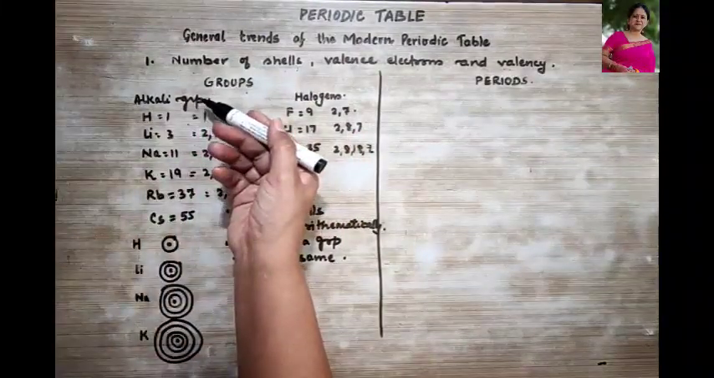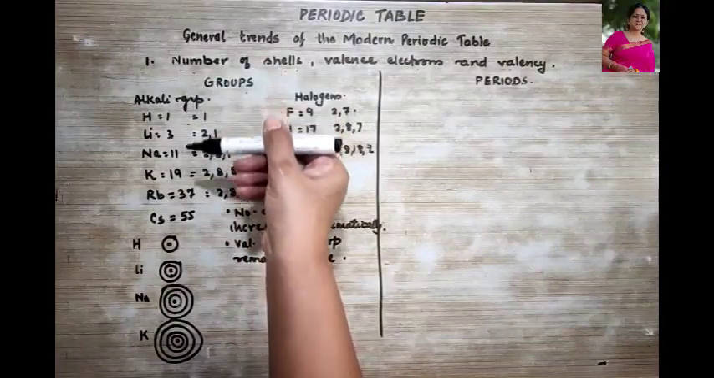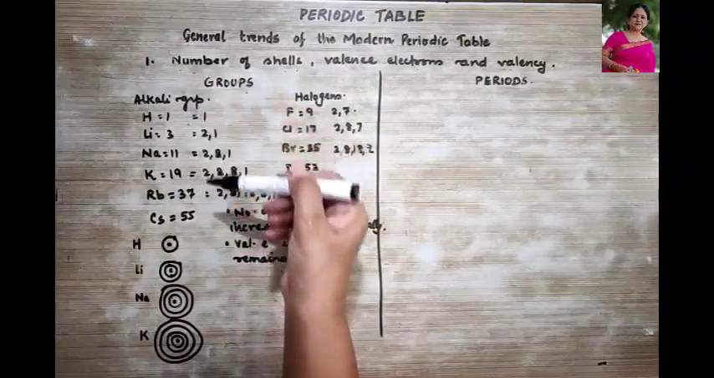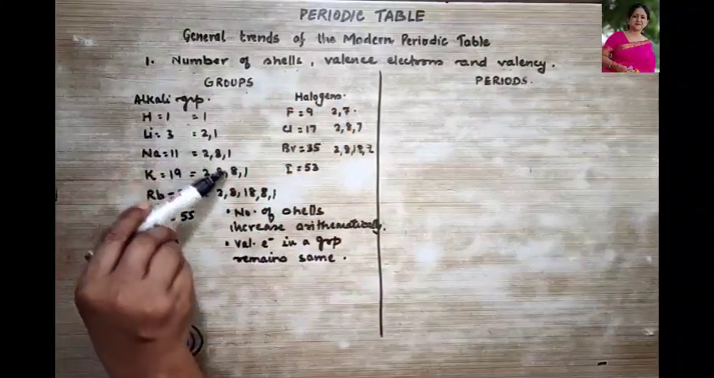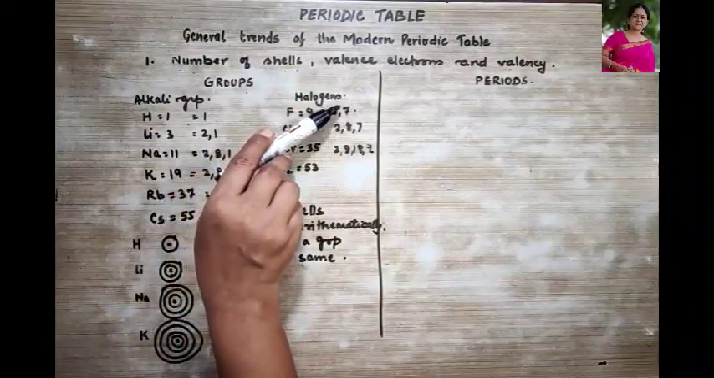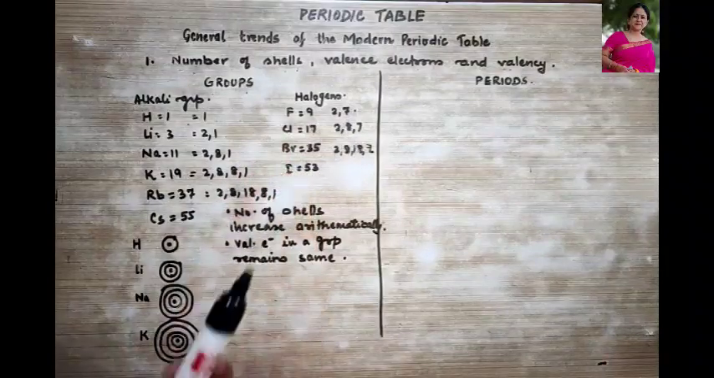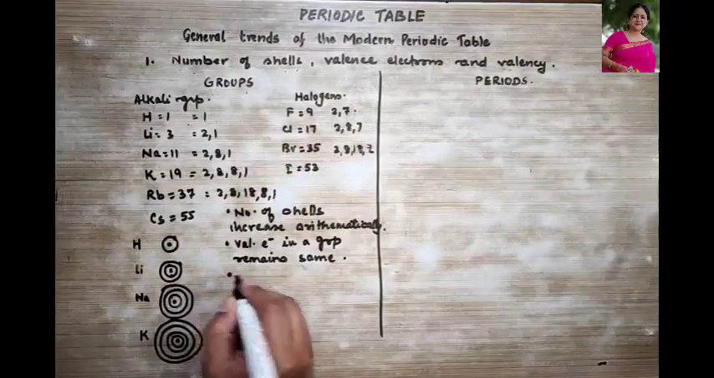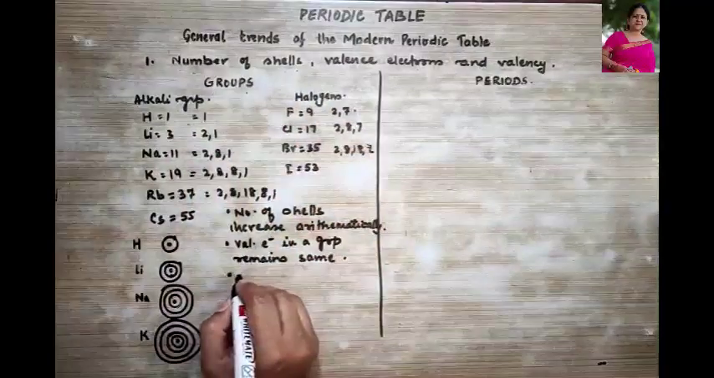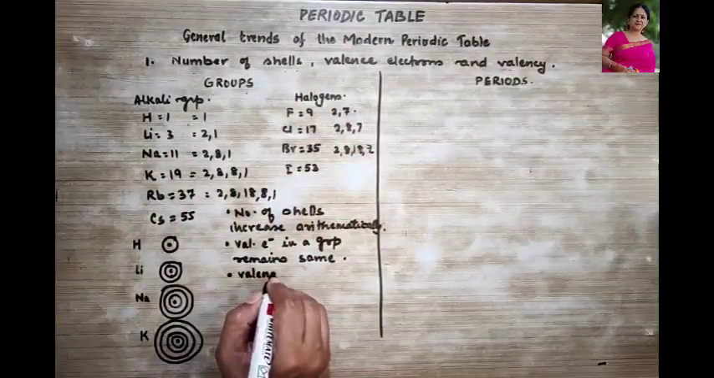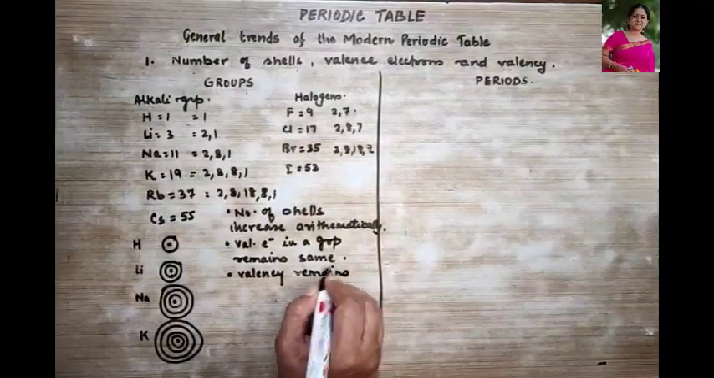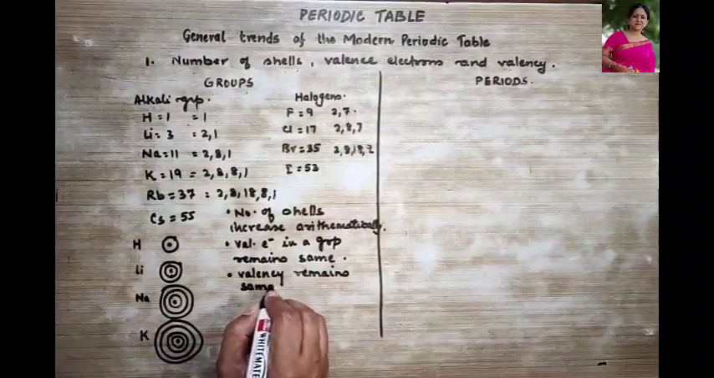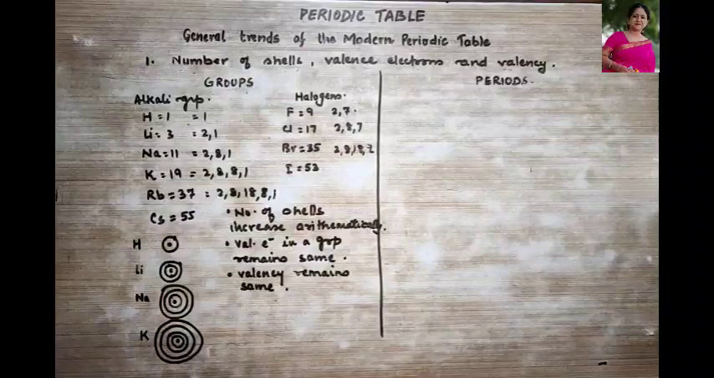Therefore, what do we understand there? Then that as we go down in a particular group, the valency remains the same. They all are going to have the same valency, right? So as we go downward in a group, the valency also remains the same. Are these points clear?